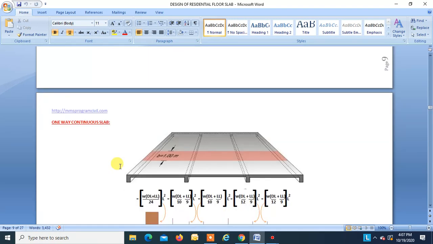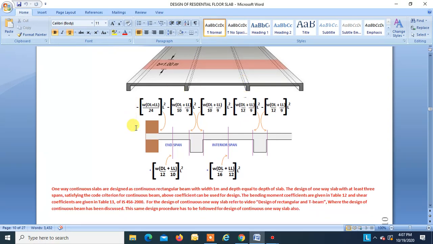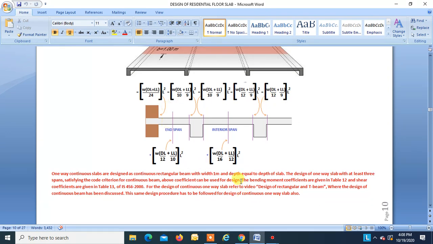Now, one-way continuous slab. In a one-way continuous slab, we take 1 meter strip of the slab and design it as a continuous beam. These are the coefficients for bending moment given in the code. The bending moment coefficients are given in table 12, and the shear force coefficients are given in table 13 of IS 456 2000.